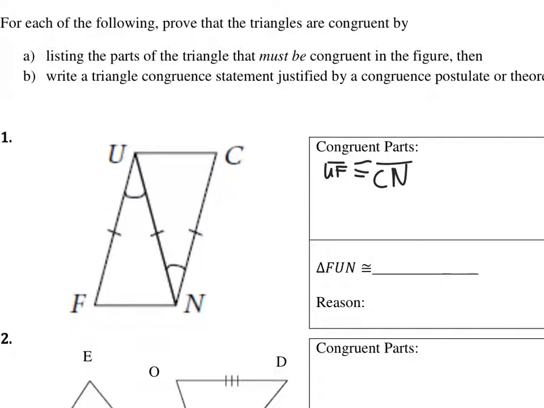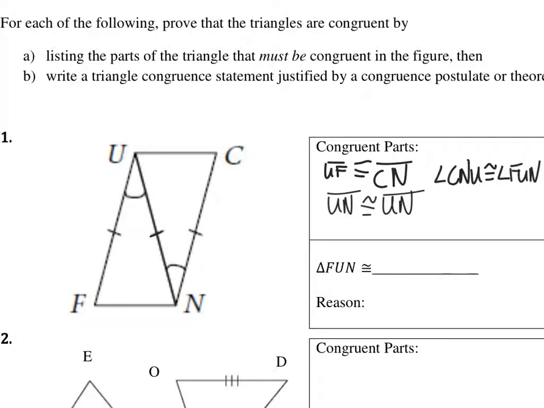Okay, and then we've got what else? We have UN congruent to UN. That's the reflexive thing in the middle right here. It's already marked. If it's not marked, we'll get used to marking that. And then we've got the angles. Make sure you use 3 points for these angles when you name them. We've got angle CNU is congruent to angle FUN. Well, that's fun.